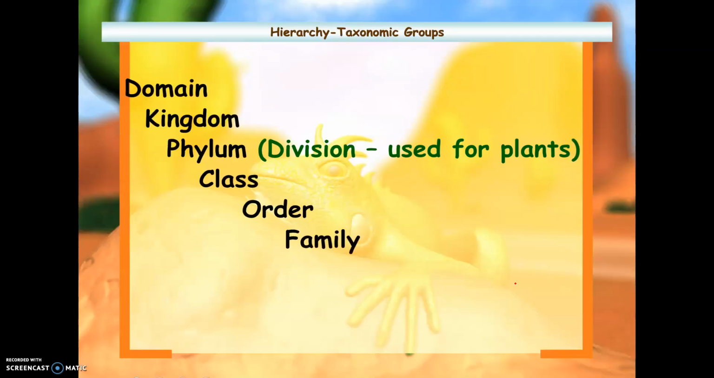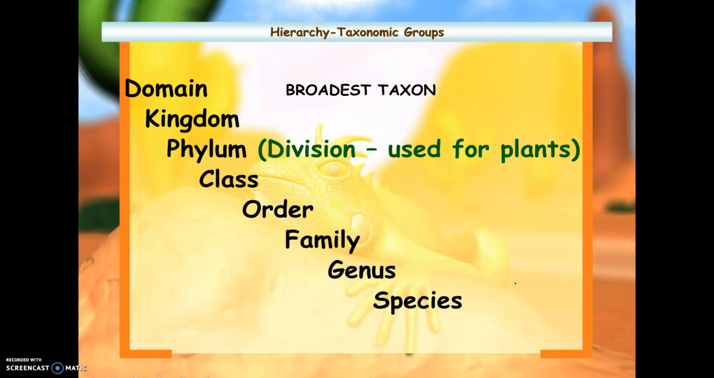Now, here are our levels. So it's domain, kingdom, phylum, class, order, family, genus, species. The broadest, meaning the most general level, is domain. There are only 3 domains. So all those millions of organisms fit into just 3 domains. But as we go down this list, we get more and more specific. And the more levels 2 organisms have in common, the more closely related we would consider them.